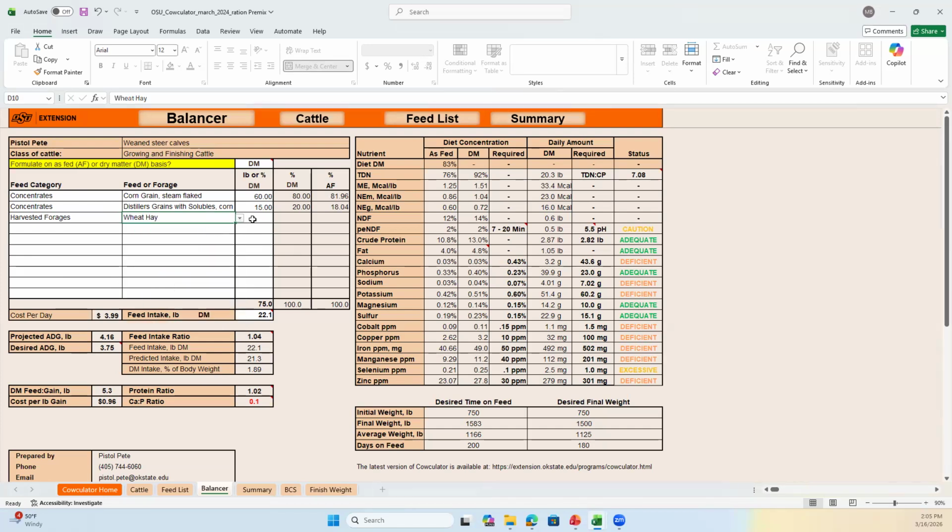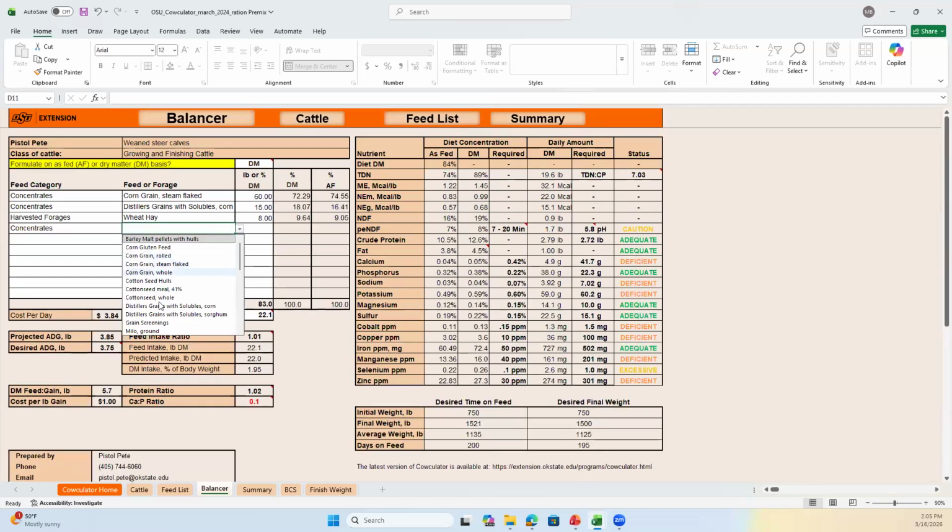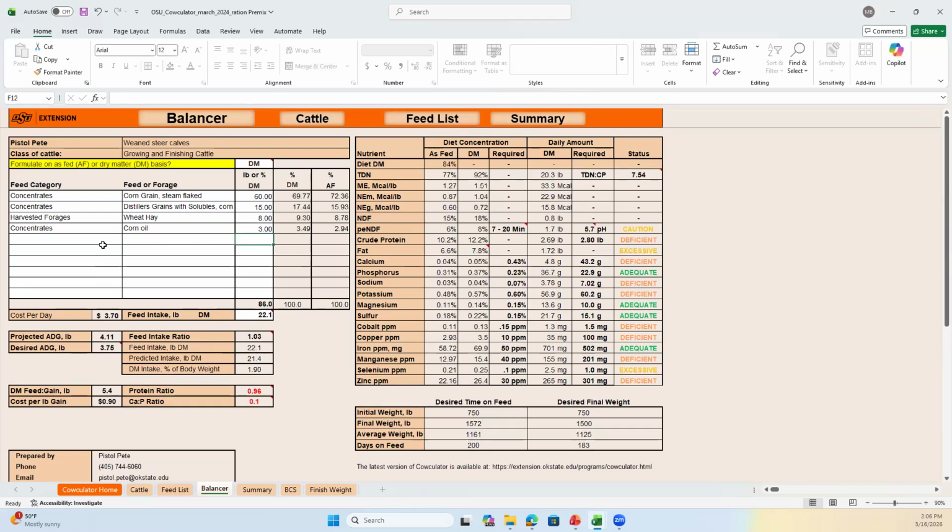Let's do wheat pay. Let's go 8%. Fat. So I added in corn oil. Okay, I'm going to start out at 3%.